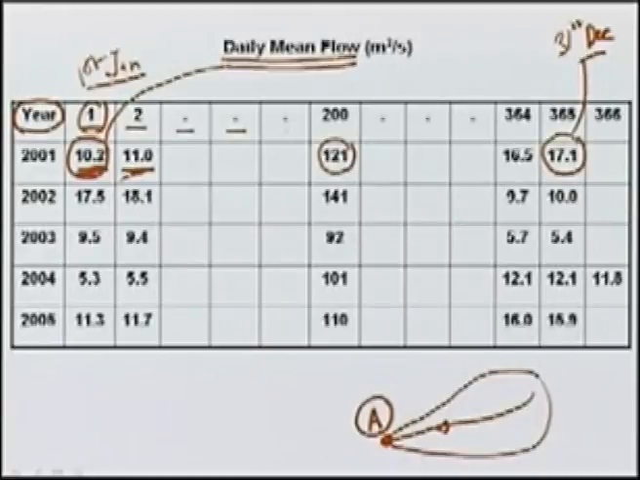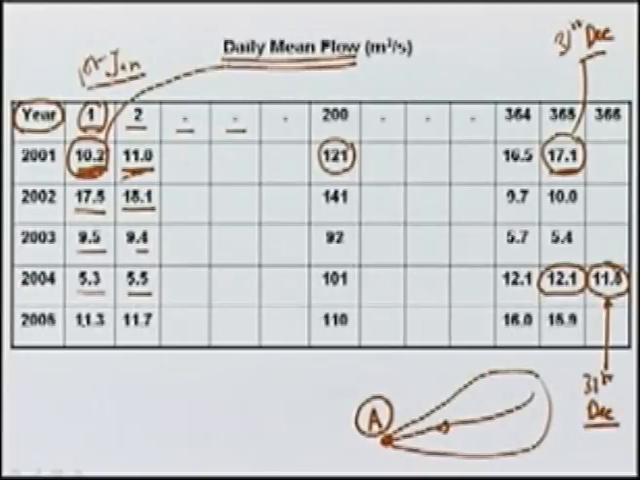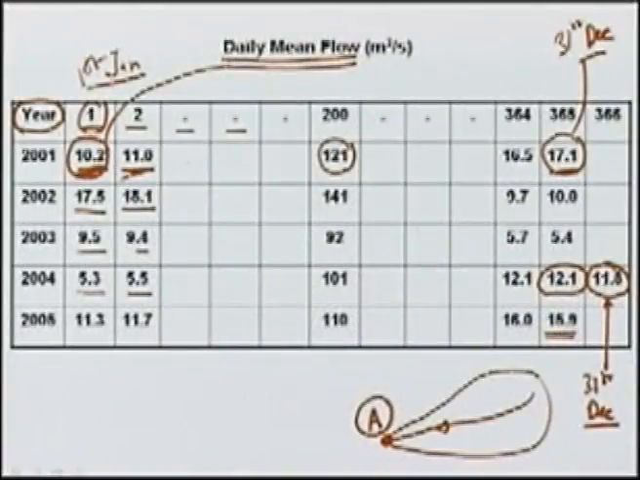At day 200, the discharge is quite high at 121 meter cube per second. And similarly, at the end of the year, it is 17.1 meter cube per second. This record is available for a number of years. For example, here we have shown 5-year data. 2004, of course, we will have 366 days. So this corresponds to 31st of December. And then again 2005, we have 365 days. So we have a lot of data, 5 times 365 plus 1.